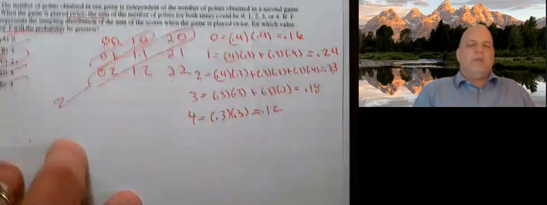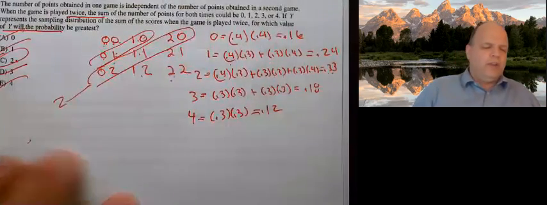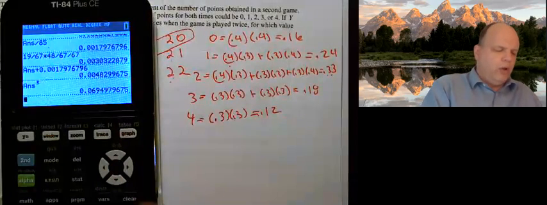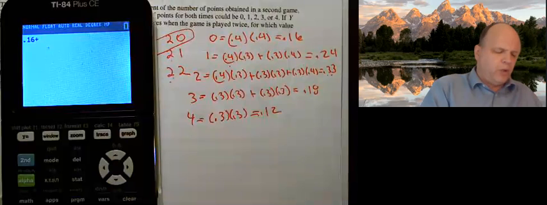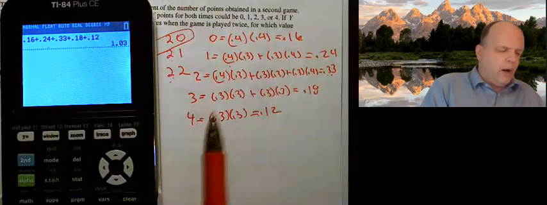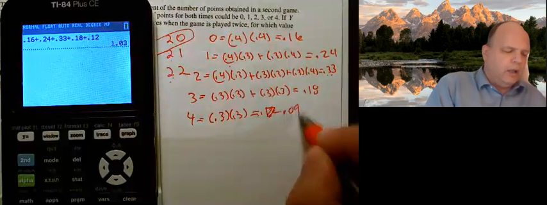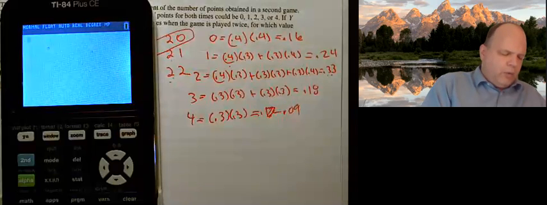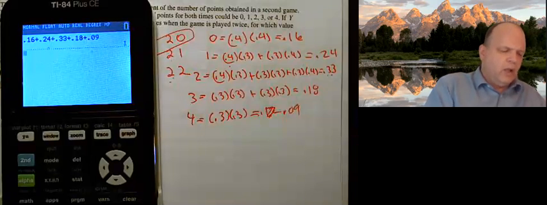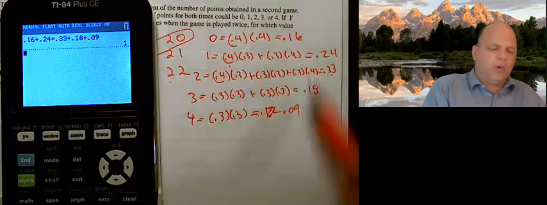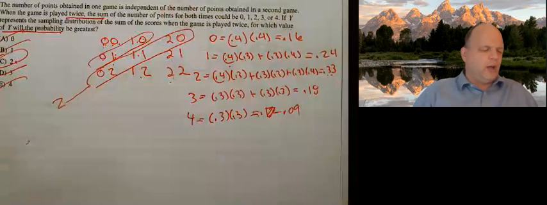Now, checking this out, if I add these up, it should add up to 1 whole. So 0.16 plus 0.24 plus 0.33 plus 0.18 plus 0.12. Oh, excuse me, that's not 0.12, this is 0.09. Try that again. 0.16 plus 0.24 plus 0.33 plus 0.18 plus 0.09. So that adds up to 1 whole, and the fact that it adds up to 1 whole probably means I set this up and solved it correctly.